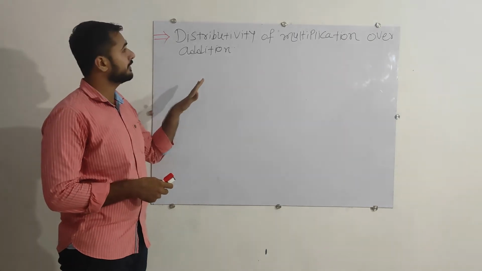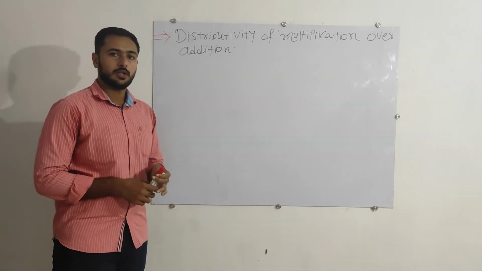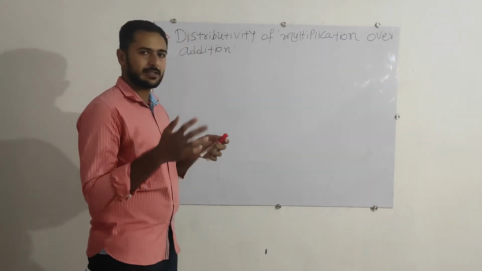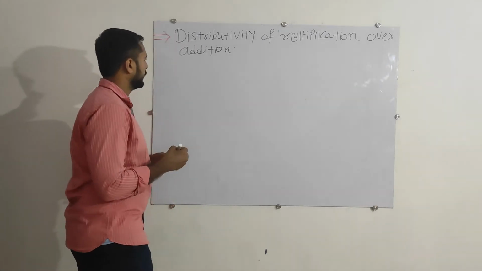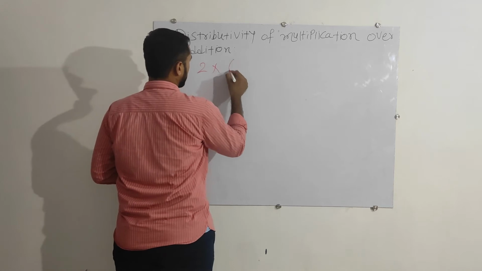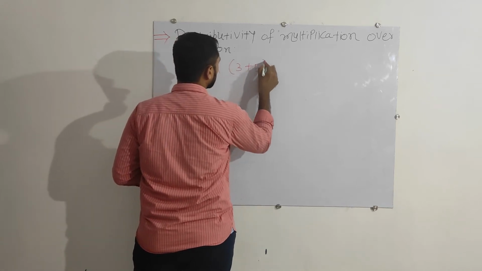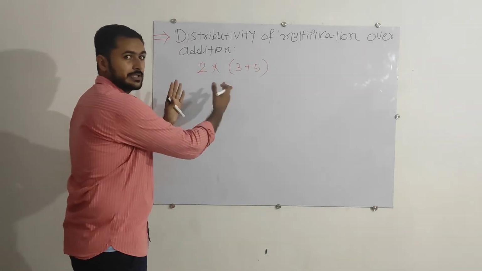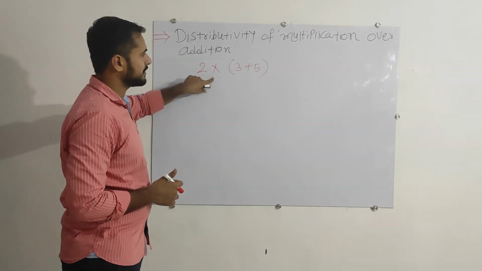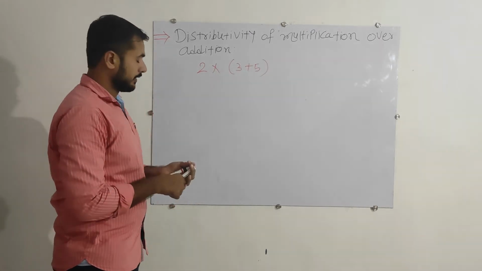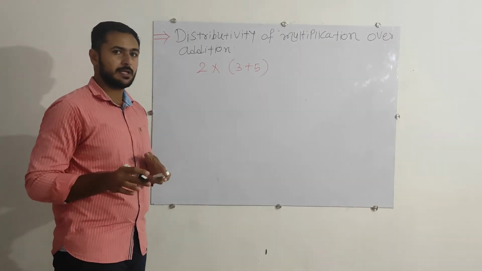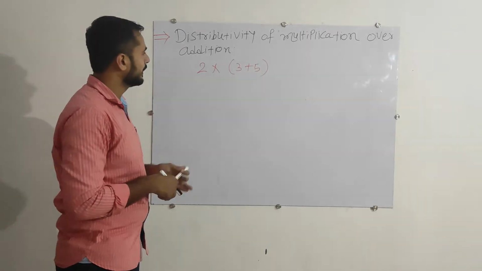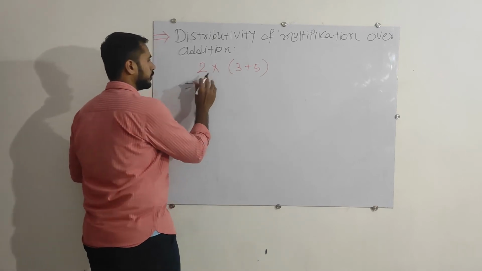Now we will see the distributive property of multiplication over addition. So the question is, what is the distributive property? It's very simple. We will understand by an example. Suppose I have 2 multiplied by (3 plus 5). It is the distributive property of multiplication because we will distribute this. First of all, we will solve this by a very simple method, and then we will actually use the distributivity for this problem. Here we have 2 multiplied by (3 plus 5).